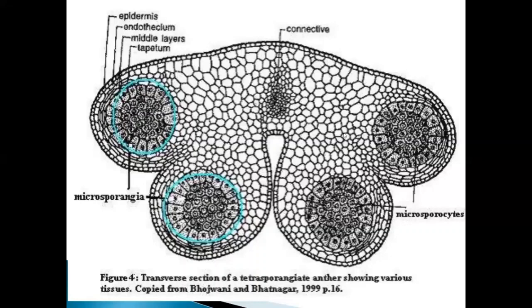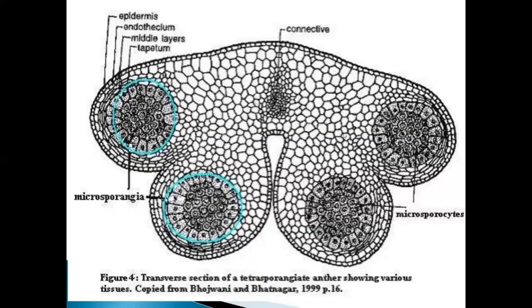The cross section of a very young anther consists of a homogeneous mass of meristematic cells, surrounded by an epidermal layer. Further growth of the anther makes it 4-lobed. You can observe the microsporangia and the microsporocytes, the connective part, and the outer part, the epidermis. In simple terms, a cross section of a young anther consists of epidermis, endothecium, middle layers, and tapetum.